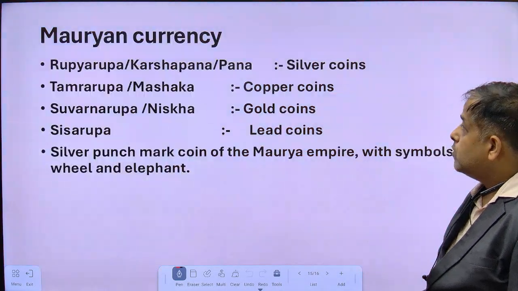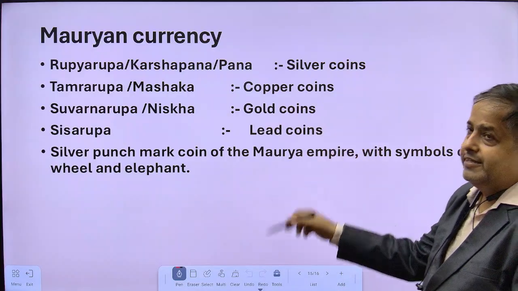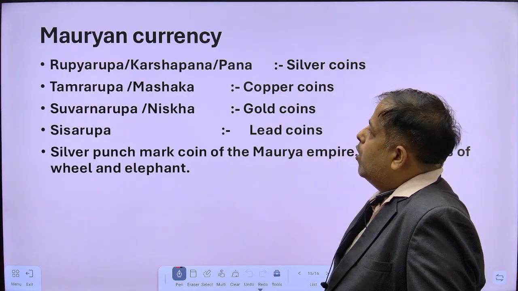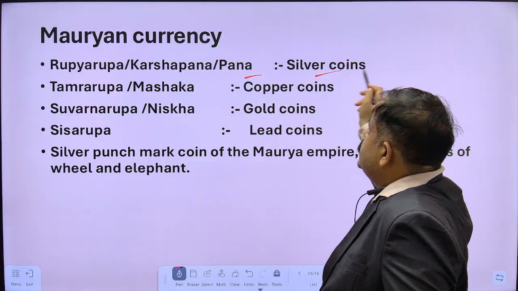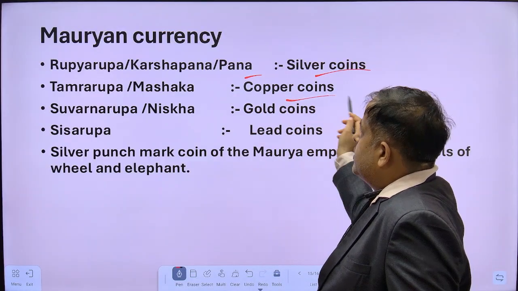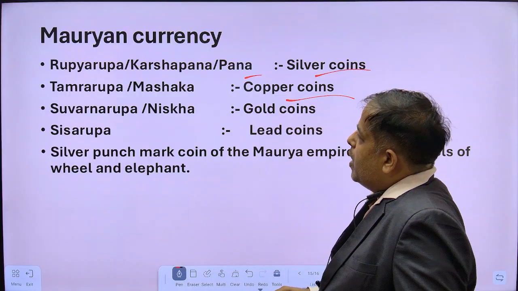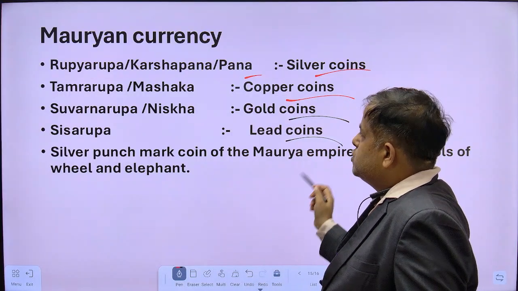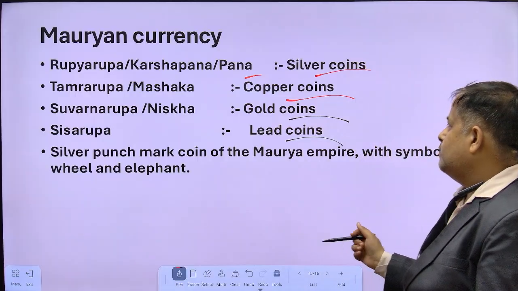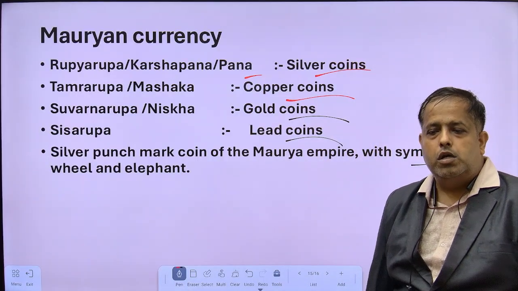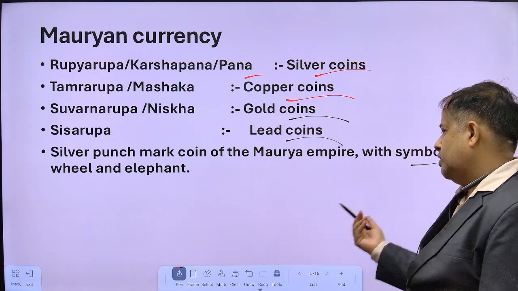So, beta, Mauryan currency. Now we talk about the rupyarupa or Karshapana, Pana. It is a silver coin. Tamrarupa or Mashaka is a copper coin. Suvarnarupa or Nishka was a gold coin. Or Sisarupa was a lead coin. Silver punch-marked coins of the Mauryan Empire, with symbols of wheels and elephants, we got. So many times this kind of question also arrives in exams.